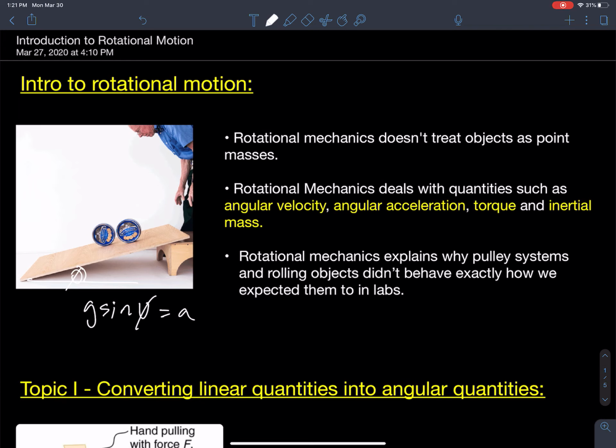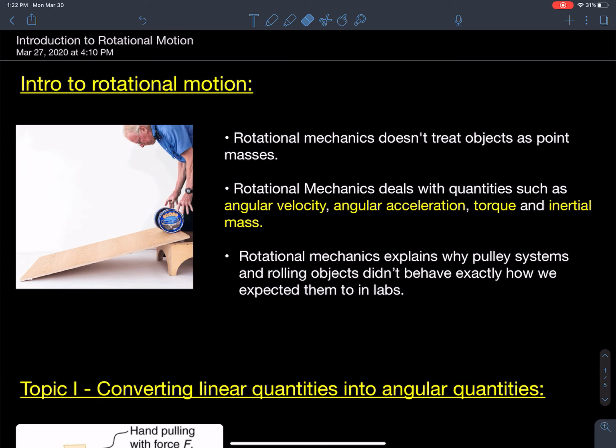But in this case, you see that one object is accelerating faster than the other, which obviously tells us that when things are rotating, things are a little bit different. Now, on the outside, they look like they're the same, but definitely on the inside of those boxes, one is full of something and the other one's empty. So which one would roll down faster is something that we're going to be able to answer by the end of this unit. Okay, so rotational mechanics doesn't treat objects as point masses. That's the difference. And we have to account for the fact that for rotation, there are other forces and other terms involved that make things go differently.